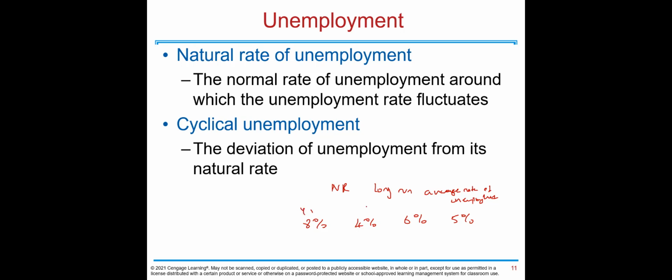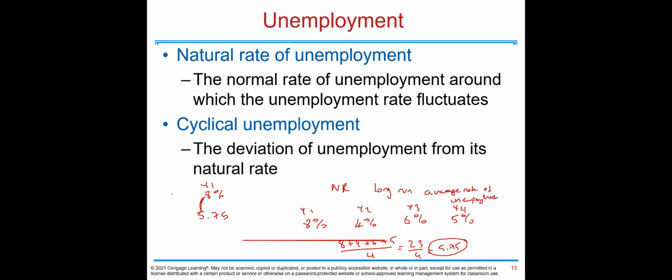So let's say this is year 1, year 2, year 3, and year 4. You can assume the natural rate is the average of all these numbers. So you sum 8 plus 4 plus 6 plus 5, divided by 4, which in this case 23 divided by 4 is 5.75. So if you assume this is your natural rate, 5.75, if year 1 unemployment rate is 8%, then the difference between 8% and 5.75 represents the cyclical unemployment.